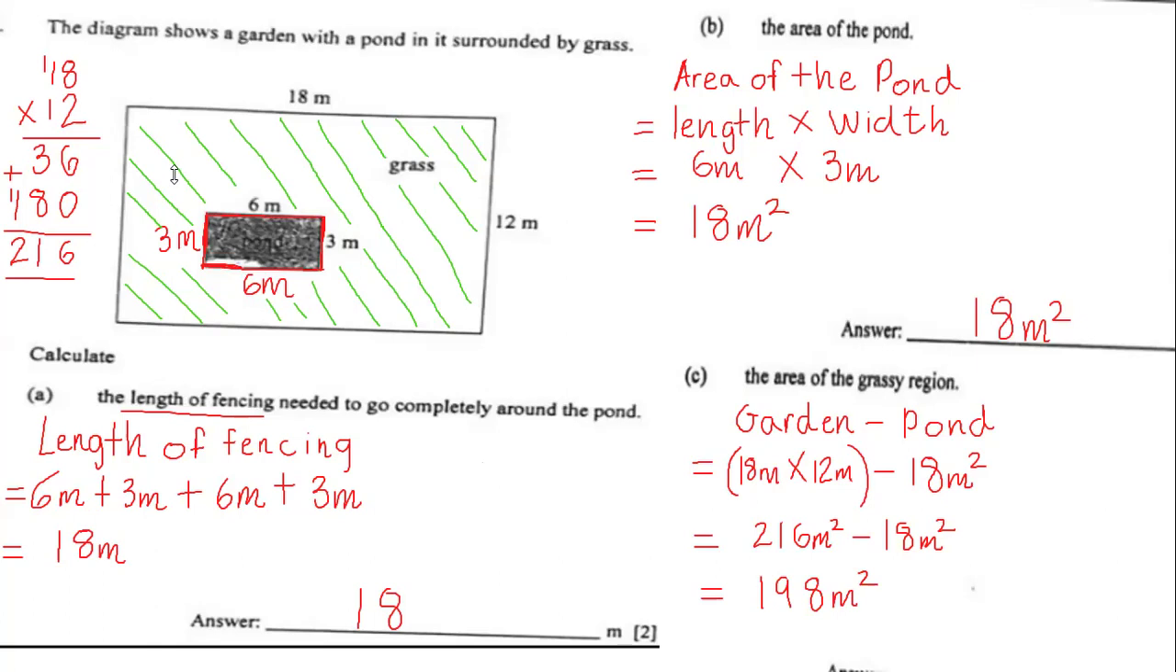I want everyone to answer this question. Do you all understand this? Or do you have any questions? Let me know. Yes, sir. I understand, sir. Okay, good. So we have 198 meters squared, and that's going to be our answer.